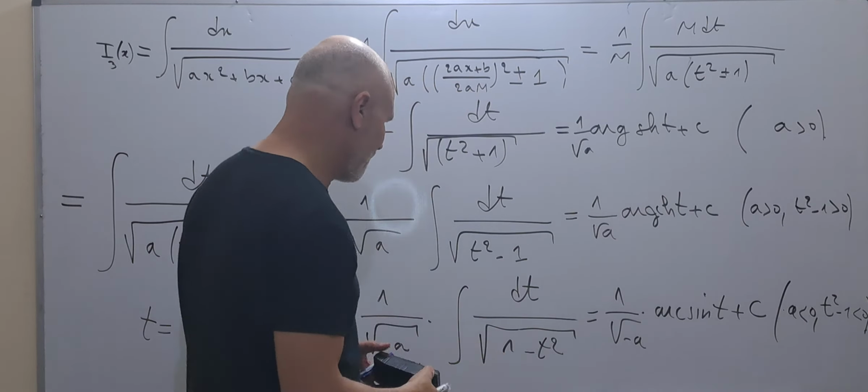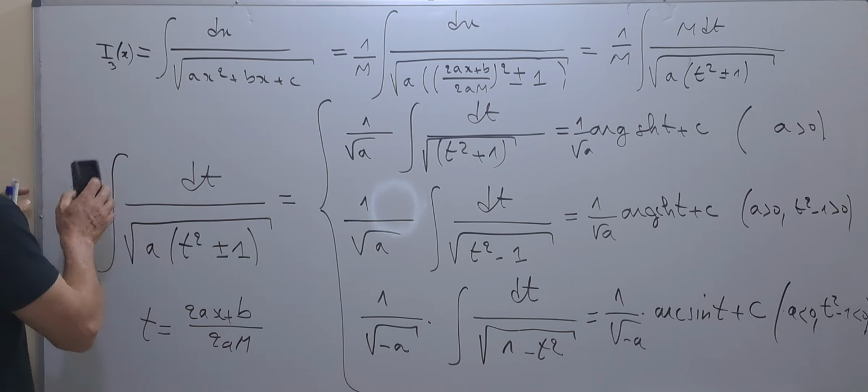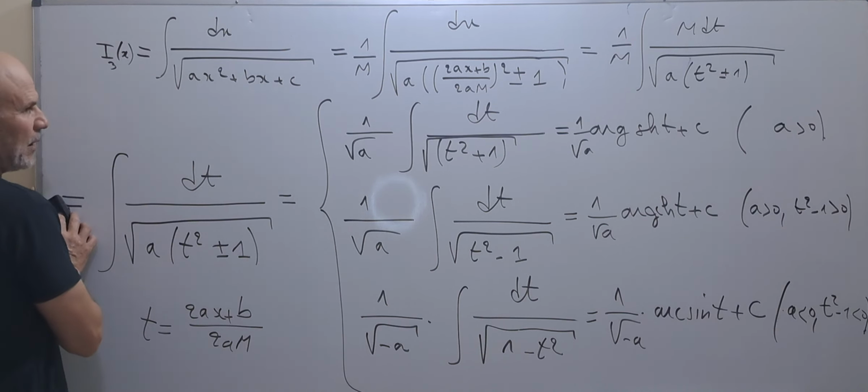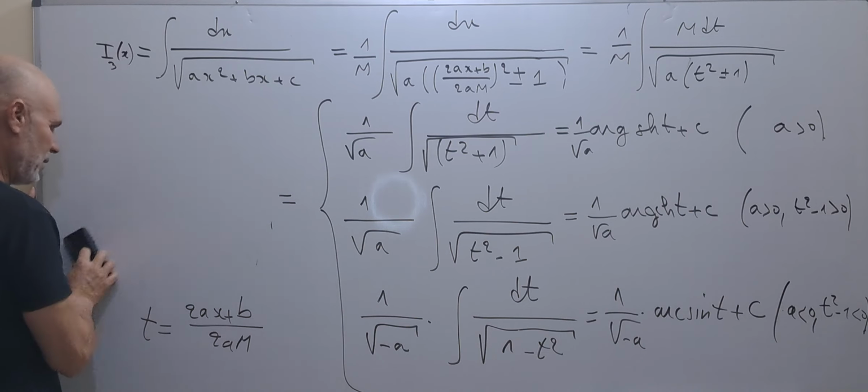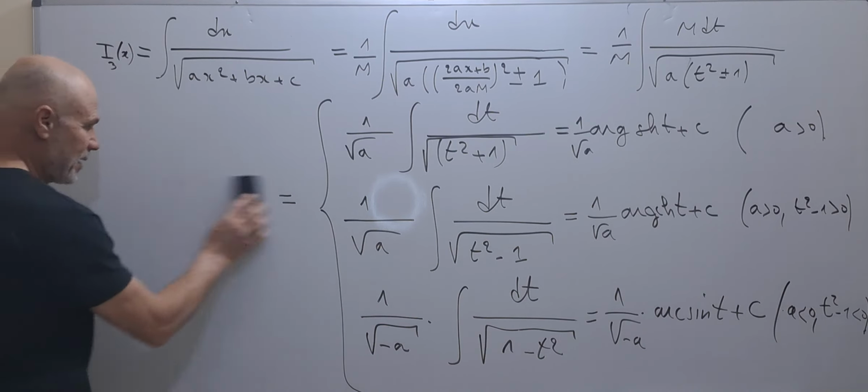And the last case, when a is negative and t squared minus 1 is negative, in this case we have 1 over the square root of minus a arc sine t plus c, such that t is equal to this expression. As an example, the example that we presented at the beginning of this video, we will turn to this example.